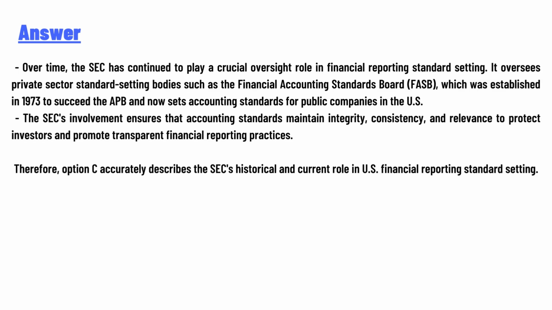Over time, the SEC has continued to play a crucial oversight role in financial reporting standard setting. It oversees private sector standard setting bodies such as the Financial Accounting Standards Board, which was established in 1973 to succeed the APB and now sets accounting standards for public companies in the U.S. The SEC's involvement ensures that accounting standards maintain integrity, consistency, and relevance to protect investors and promote transparent financial reporting practices. Therefore, option C accurately describes the SEC's historical and current role in the U.S. financial reporting standard setting.